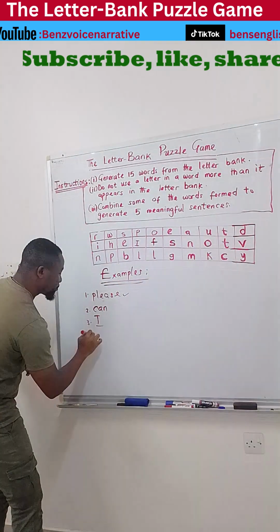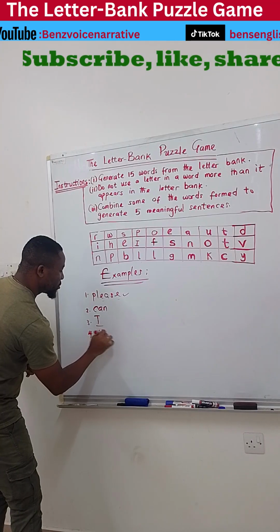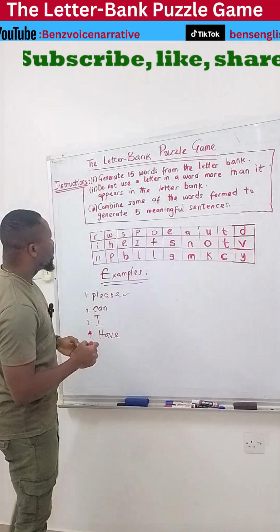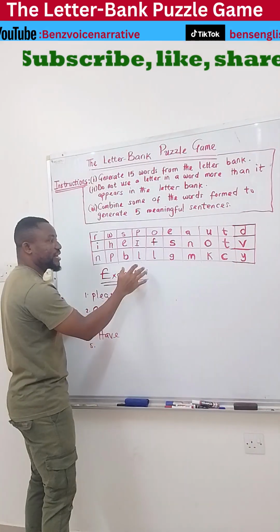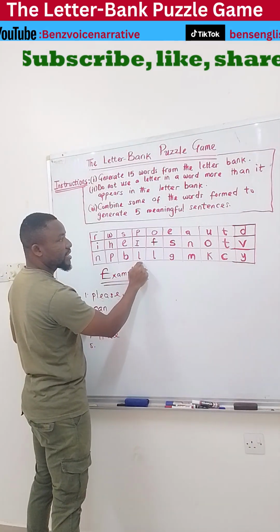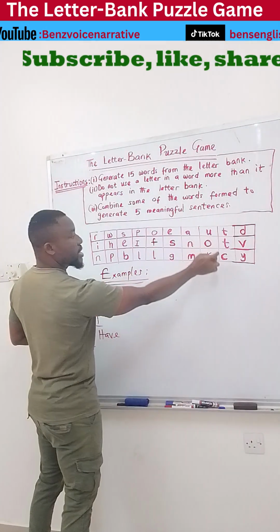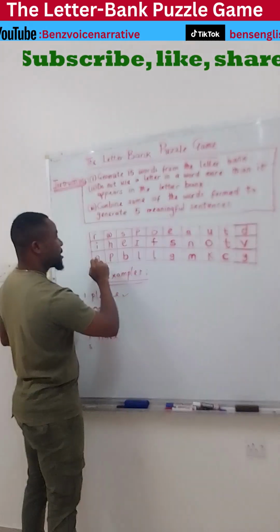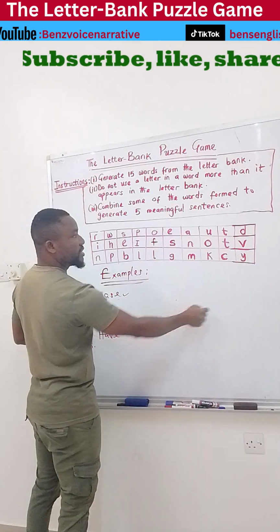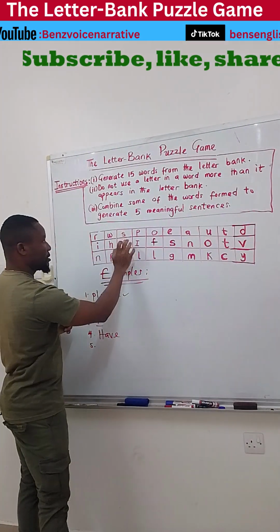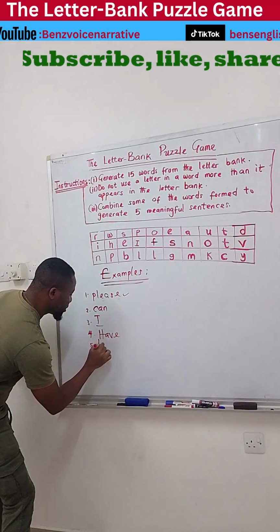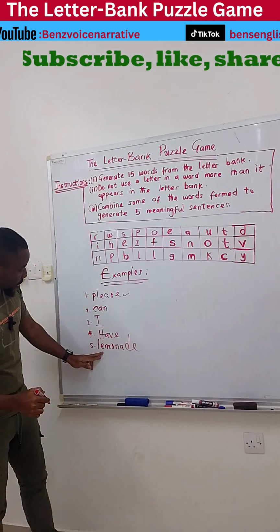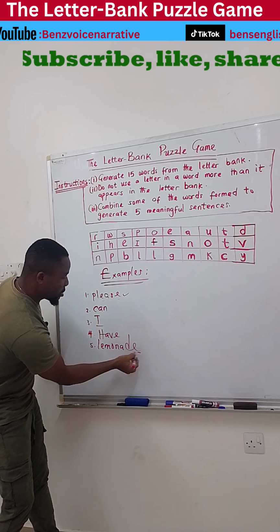Number 4. Have. All right. Do we have lemonade? So we can generate lemonade from this word. L, E, M, O, N, A, D, E. Okay, lemonade. Lemonade.